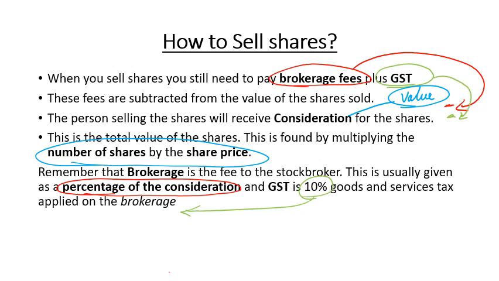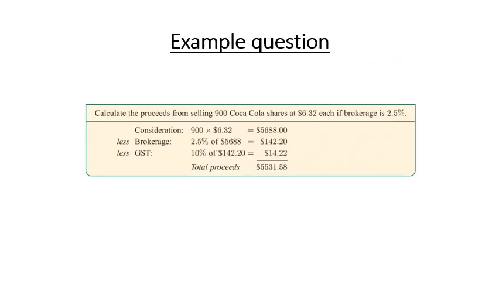We're going to go through an example question which will hopefully give you a little bit more clarity on that. It says calculate the proceeds from selling 900 Coca-Cola shares at $6.32 each if the brokerage is 2.5%. So basically we work out our consideration first. We've got the number of shares and we're multiplying that by the value of each share. That gives us $5,688.